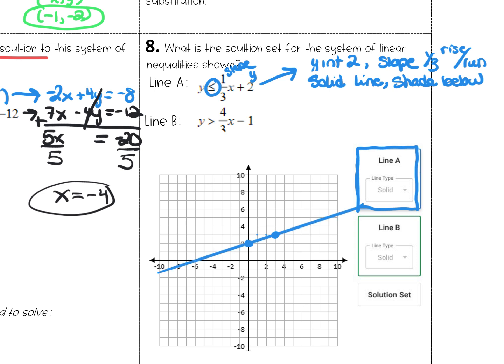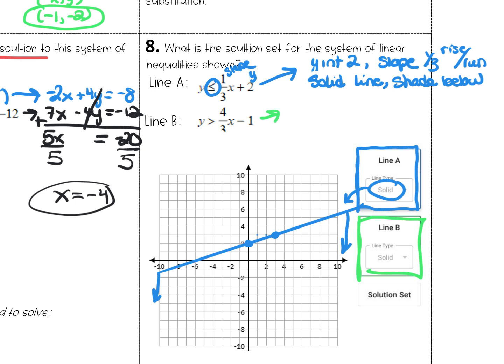And so in here, you're going to have to make sure that you click solid to make the solid line. Now this is where it's a little bit weird. In Eduphoria, you can't shade right now. So we said shade below. So I'm going to make a note to myself that I'm going to shade down this way. Then I'm going to go to the second equation, line B.